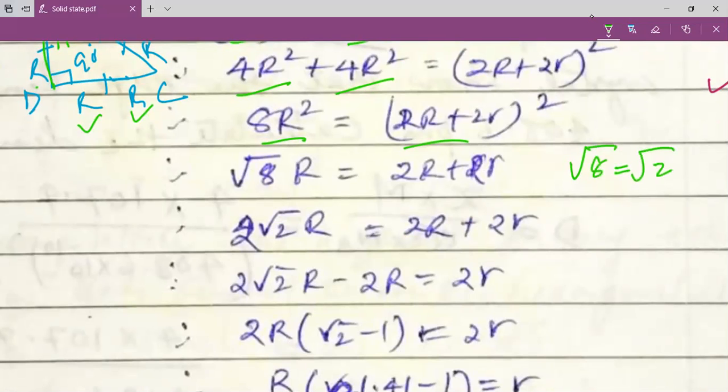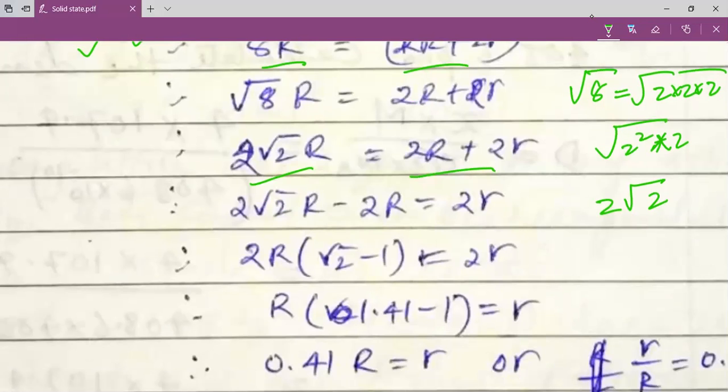is equal to 2 multiplied by 2 multiplied by 2. That is square root of 2 square multiplied by 2. That is 2 square root of 2. So for root 8 we can write 2 square root 2R is equal to 2 into 2R plus 2 small r. Now if we take this 2R to the left side, we can write 2 root 2R minus 2R is equal to 2 small r. If we take this 2R which is common in both of them, we will have 2R times (root 2 minus 1) is equal to 2 small r.